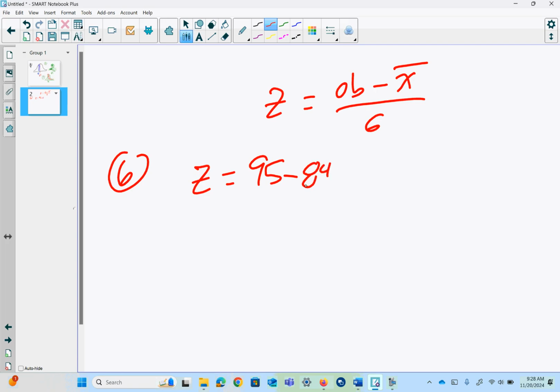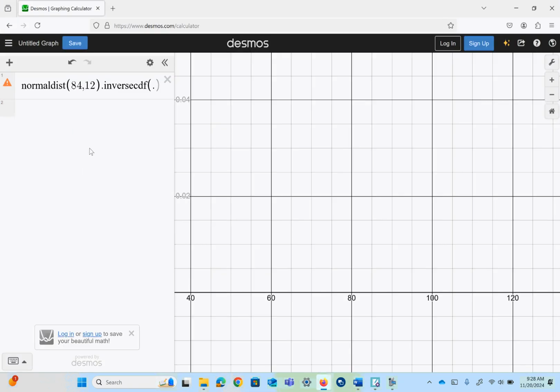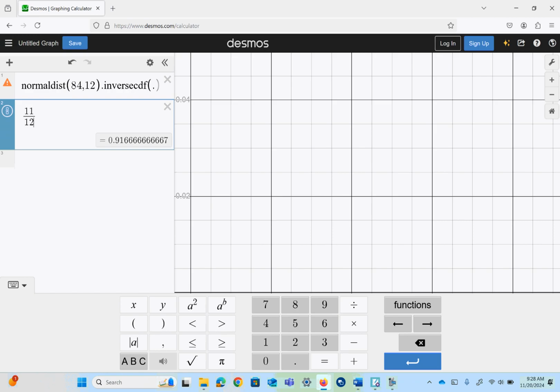84 was the standard deviation. Huh? 12. So that's going to give me 11 over 12. So 11 divided by 12 on Desmos. 11 divided by 12. So was that the answer I gave you guys originally? No. Okay.